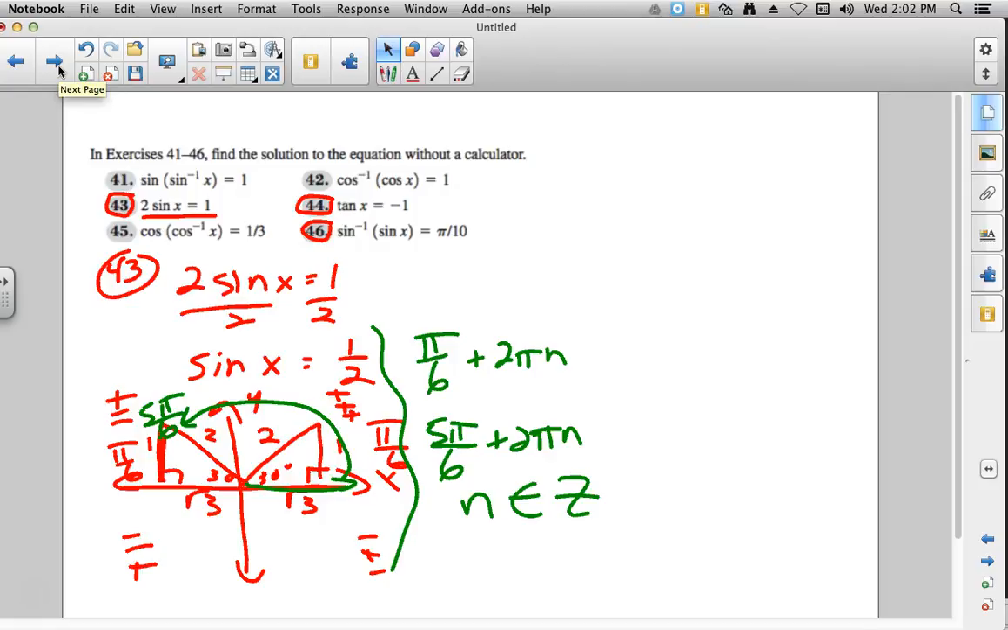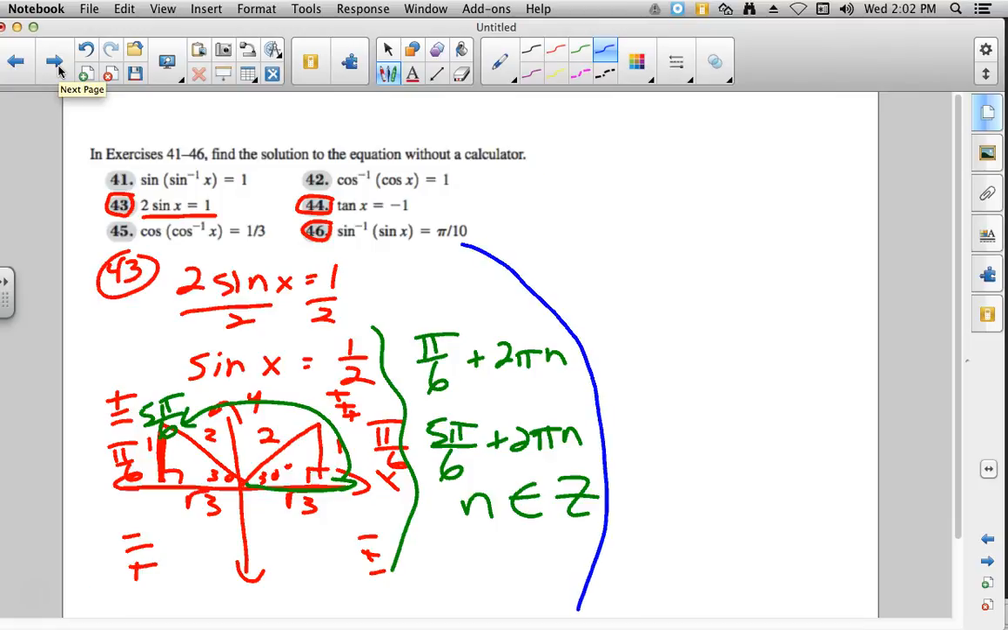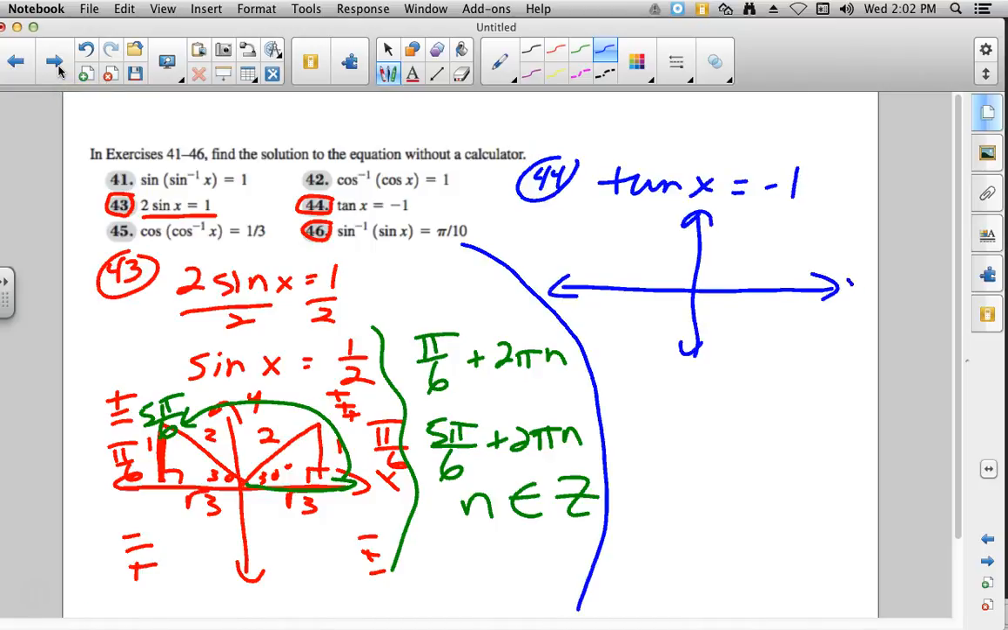So the big change in 43 is the notation. If they don't use inverse, we don't use the PVR. That is the big change. 44, tangent of x equals -1. And I'm starting to think about that 45, 45, 90 triangle, but I can't do this in first quadrant because everything's positive there. Could be in second quadrant. And it could be in fourth quadrant. So I need to figure out the names for those angles in radians.